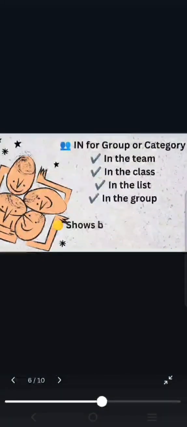It also shows membership or being part of a group. For example, in the team, in the class, in the list, in the group. It shows you belong to a certain category.